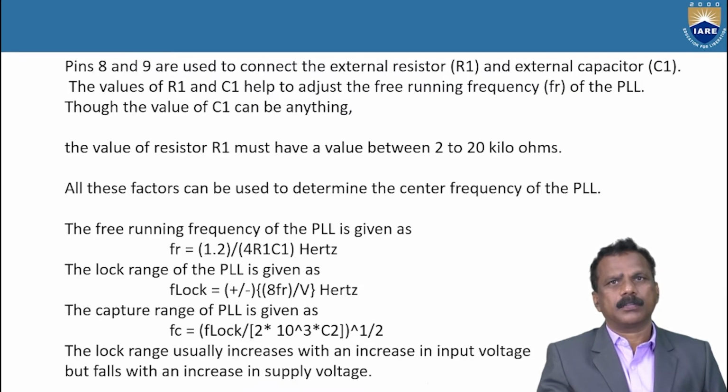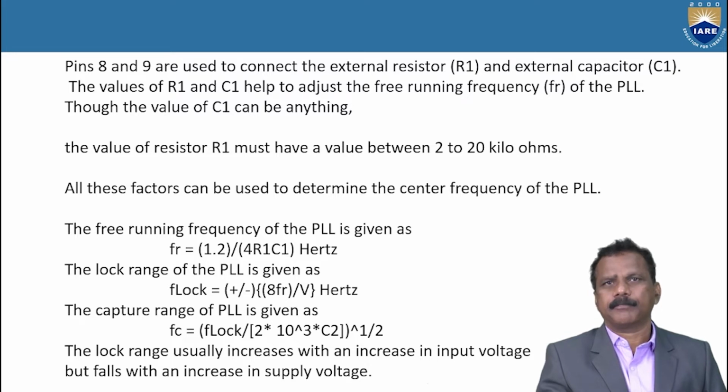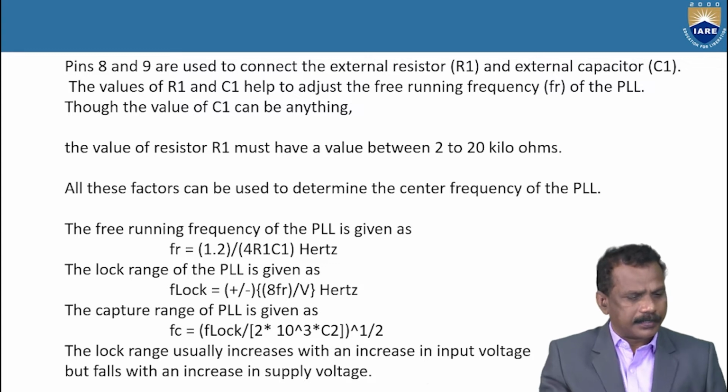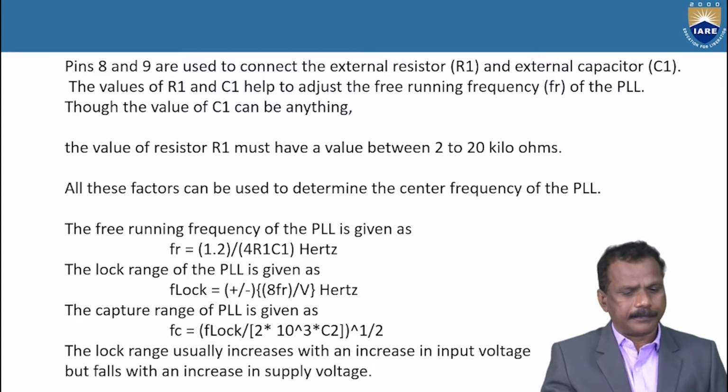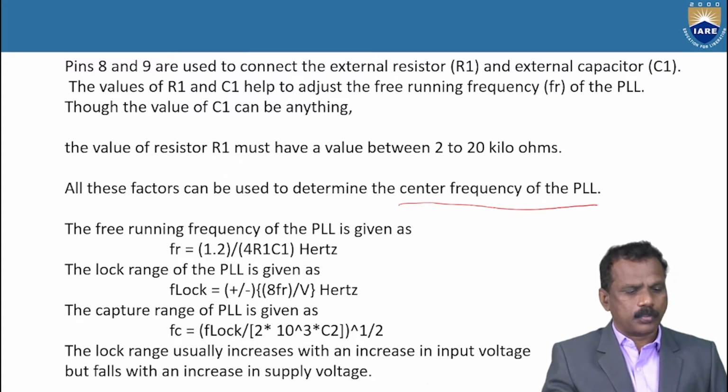Pin number 8 and 9 are used to connect the external resistor R1 and the external capacitor C1. The values of R1 and C1 help to adjust the free running frequency FR of the phase lock loop. The value of C1 can be anything. The value of resistor R1 must be between 2 to 20 kilo ohms. All these factors can be used to determine the center frequency of the PLL, phase lock loop.